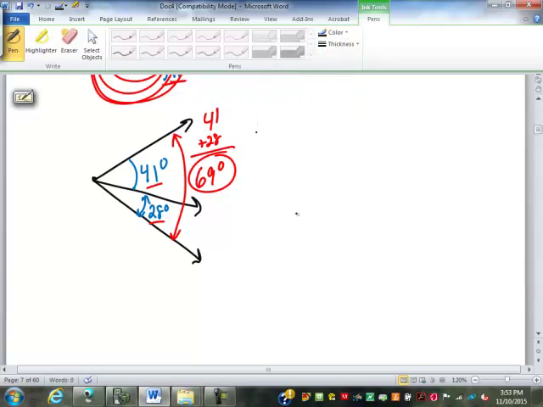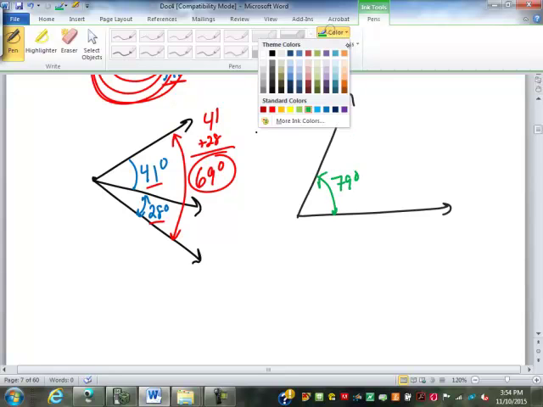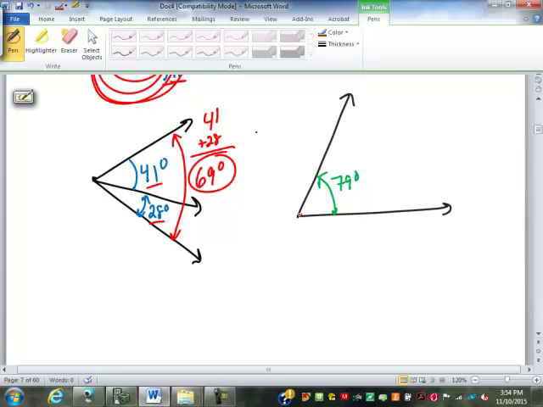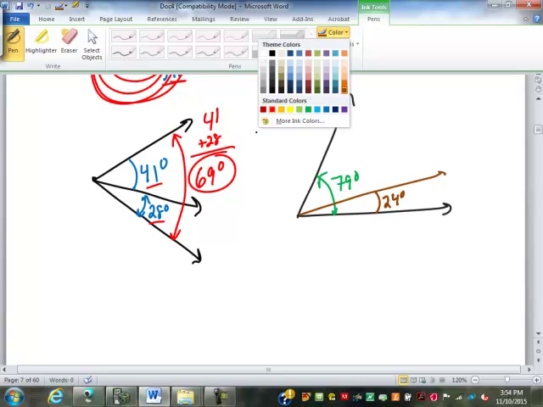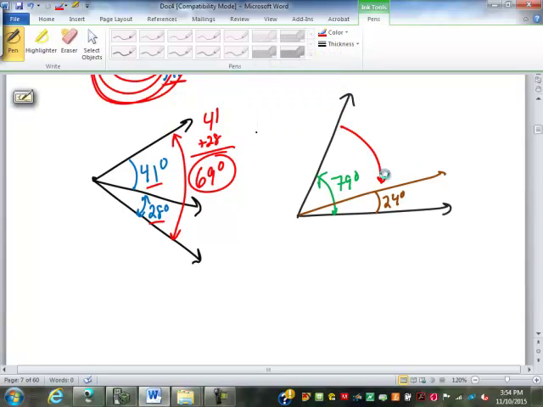Likewise, if I have an angle that is defined to be 79 degrees, and I cut a new angle in here that is 24 degrees, this angle here would have to be what? 55. We take 79 degrees and subtract 24 degrees. Gives us 55 degrees.